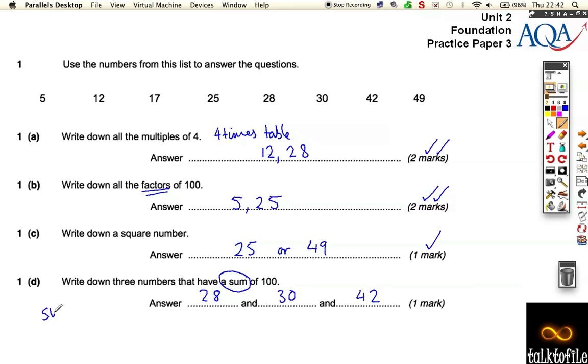Remember, sum means you've got to add, product means you're multiplying. Okay? Sum means you add, product means multiply. Okay? End of the first question.